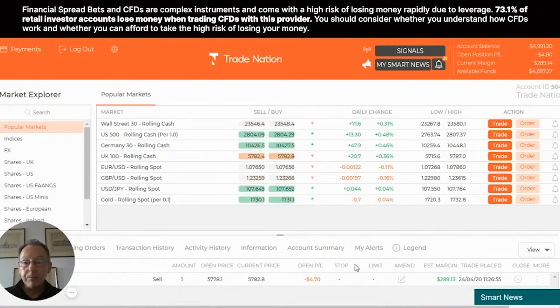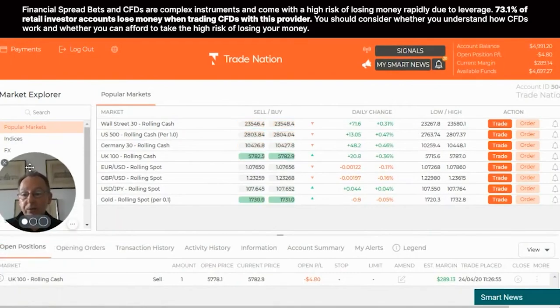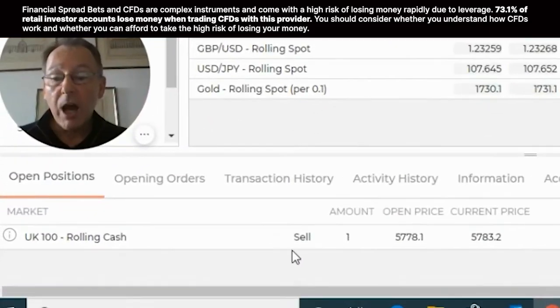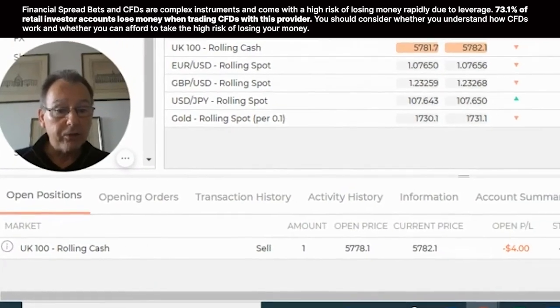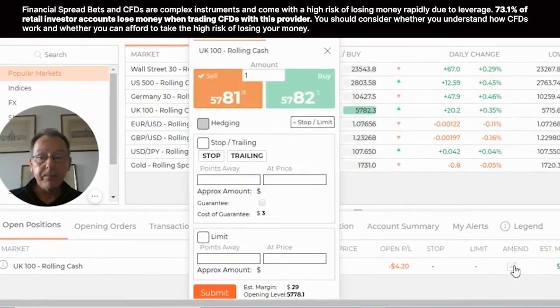Okay, so we've got the trading platform up here, and if I just shift myself up a bit, you can see in the open positions, I already have something running. The UK 100, I sold $1 a point at 57.78. At the time, I could have put a stop and a limit on, but I chose not to, but I'd like to add both now. So I do that by going along to the amend button and clicking.